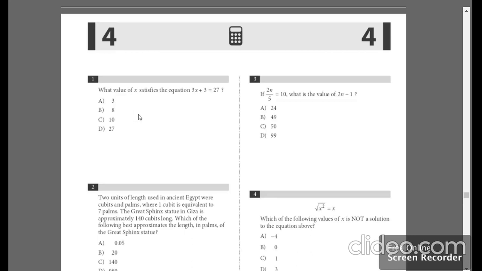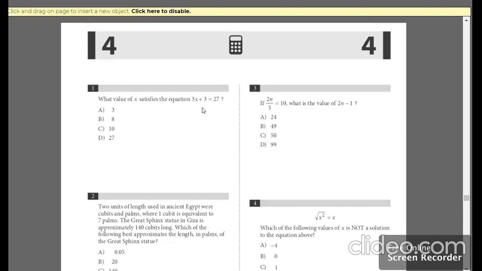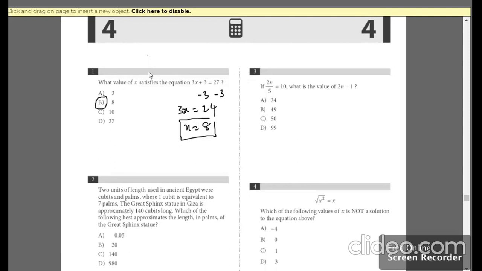equation in one variable. 3x plus 3 equals 27. What's the value of x that satisfies this one? So it's just like subtracting 3 on both sides, so it gets reduced to 24. Upon dividing with 3, you're going to get 3 times 8, 24. That is, B is our solution.